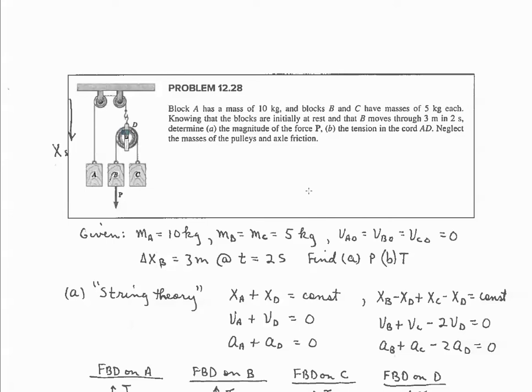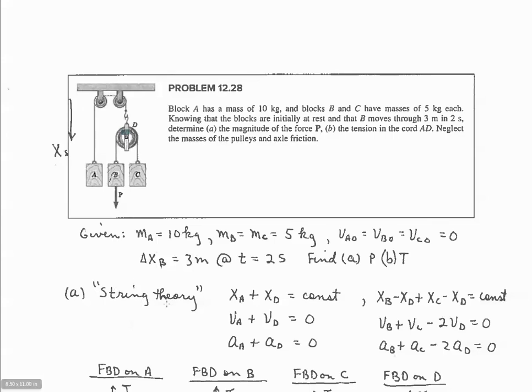It wants us to find the force P and the tension in the cord AD. So that's the tension in this line right here. And neglect the masses of the pulleys and the friction. So all X's will be measured downward from this level right here.